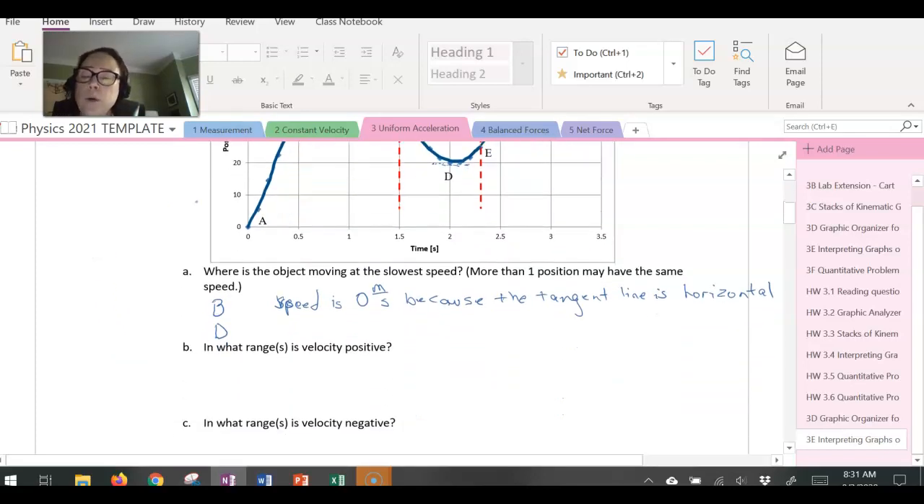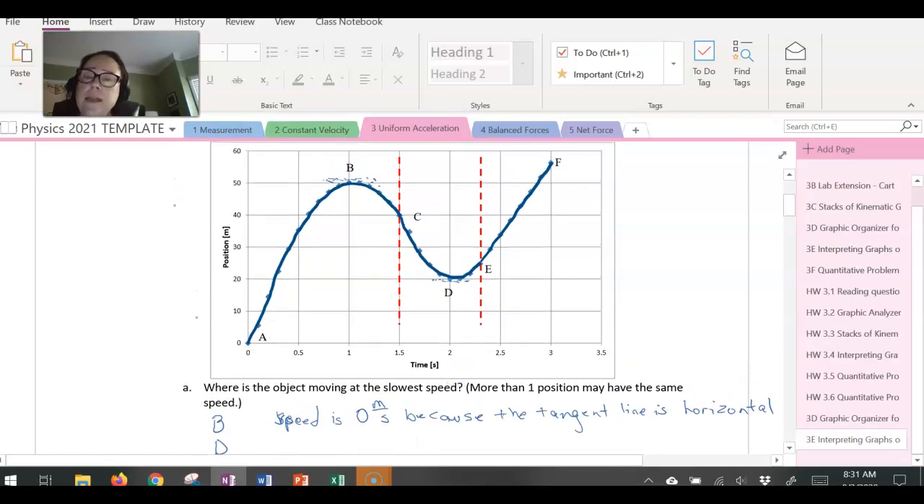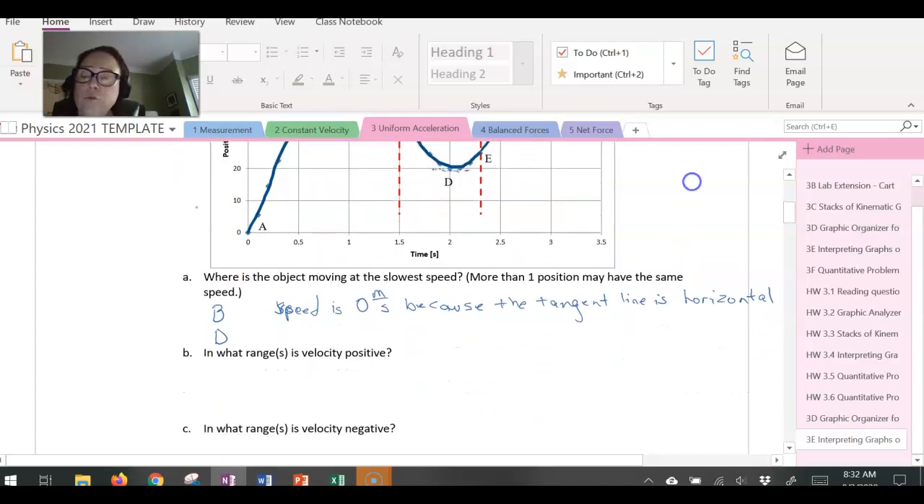Okay, in what range is velocity positive? Well, if velocity is positive, that means that the slope of the position versus time graph must be positive, and it looks to me like from A to B and also from D to F. So in those ranges, the velocity is positive and slope is positive, or, it's moving in the positive direction.